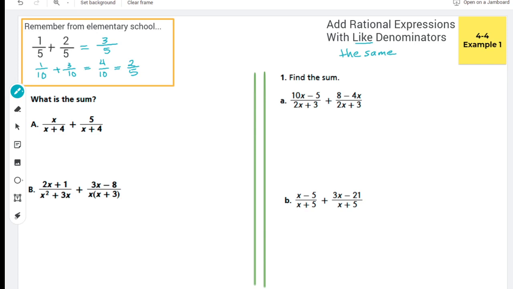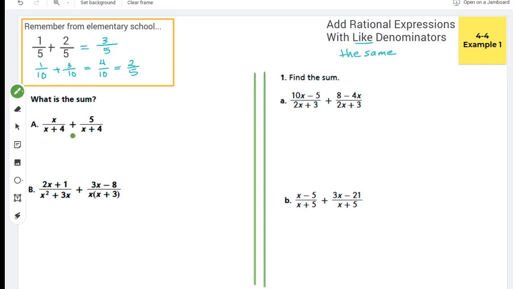So when we are adding together expressions with like denominators, we're going to add together the tops. Sometimes we might need to factor to see if we can cancel it out with the denominator, and verify our solution works. So here we go.